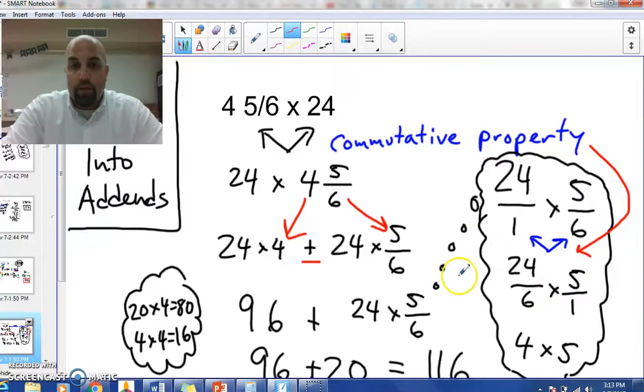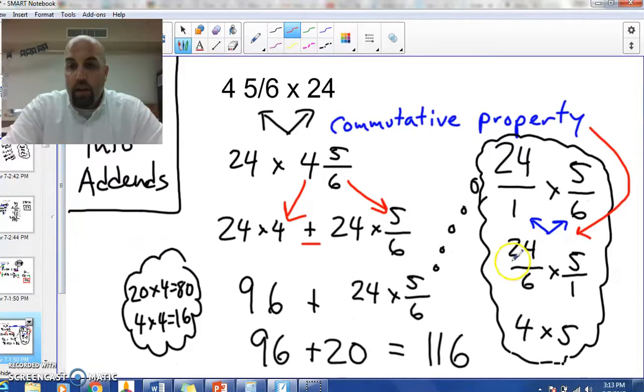Well, 24 divided by 6 times 5 is going to give me 4 times 5, because 24 divided by 6 I already found is 4. So now I just have 4 times 5, and 4 times 5 is easy. 4 times 5 is 20. So now I just have to do 96 plus 20 to get to 116. And there we go. Once again, that's my answer, 116.